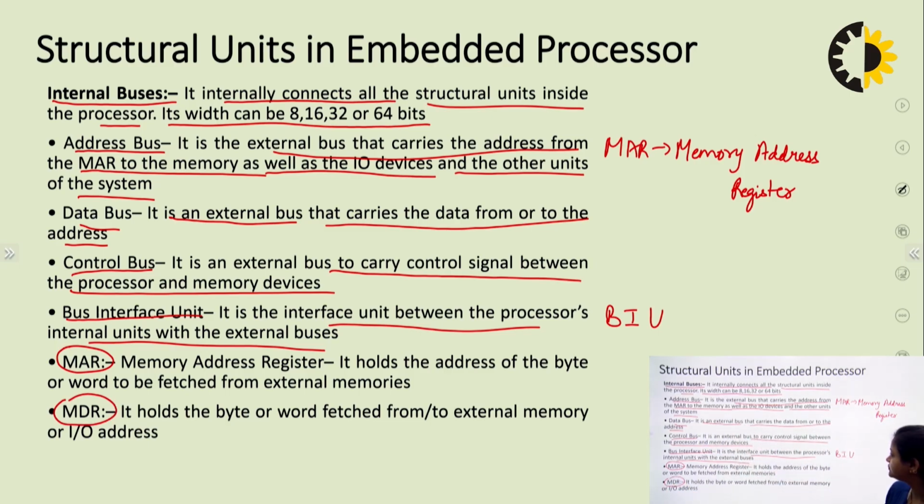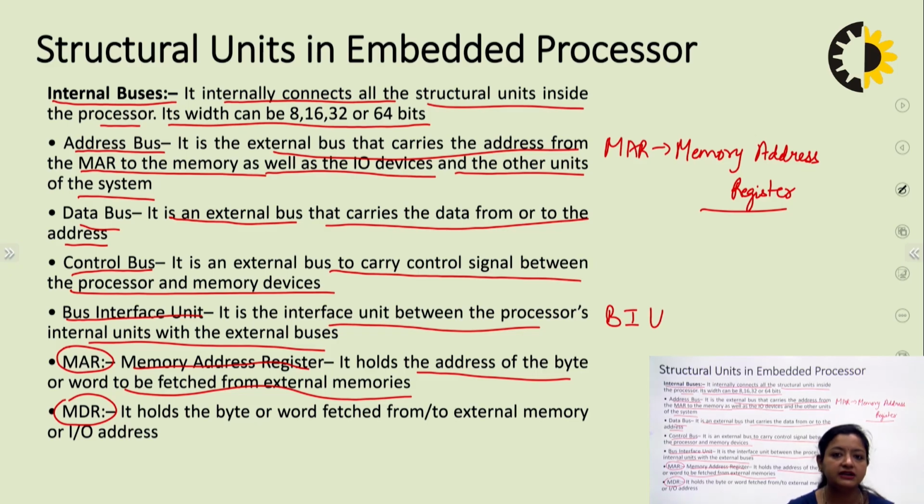So MAR stands for memory address register, as I have already told you, and MDR stands for memory data register. Okay, MAR holds the address of the byte or the word to be fetched from the external memories. So the address of whatever byte or word is to be fetched from the external memory will be saved in MAR.